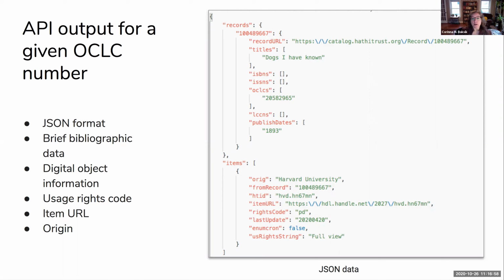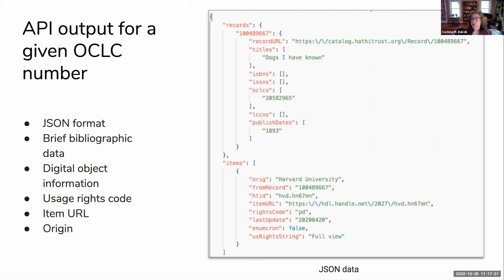Hathi delivers a little bit of bibliographic data in the top section. The bottom section is for the digital object itself. This is an example where the original is from Harvard University. There's an item URL that goes directly to the digital object. And one of the most important fields here is the one we look at, the US rights string. That's the very last field in the image on the right.